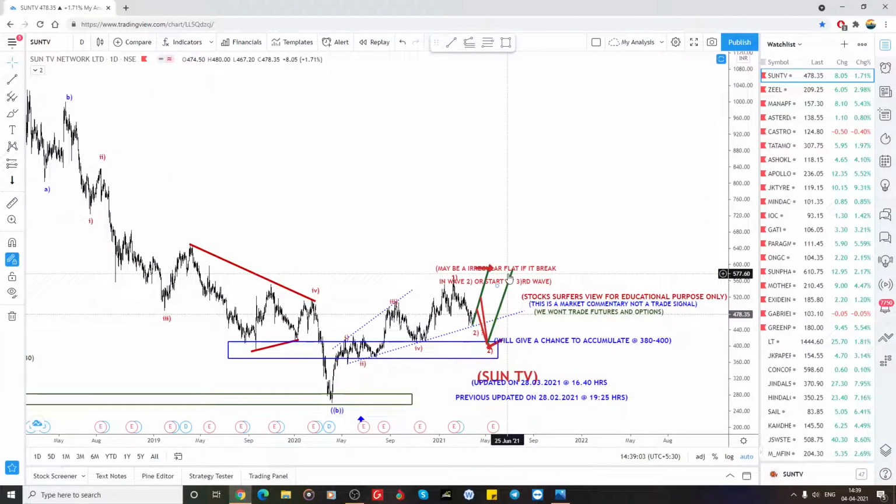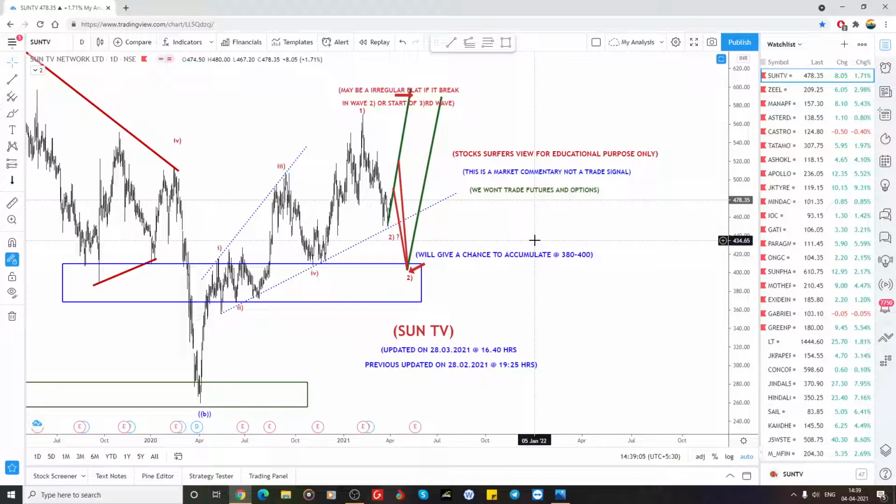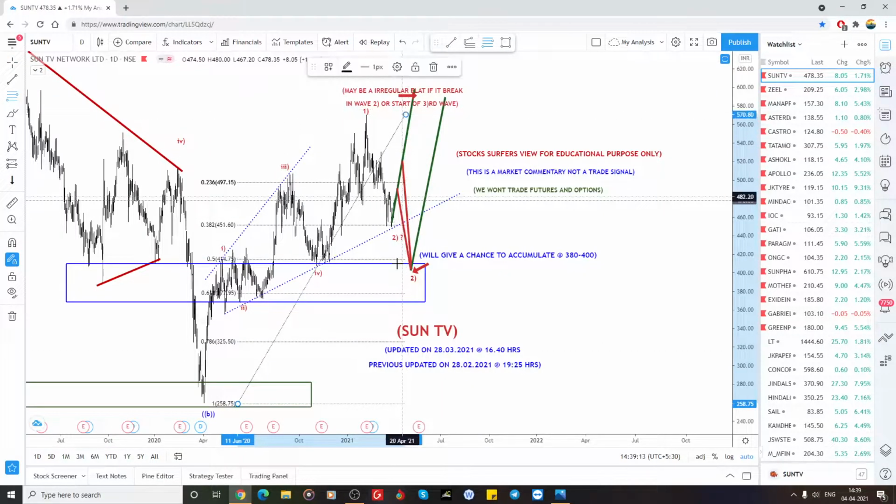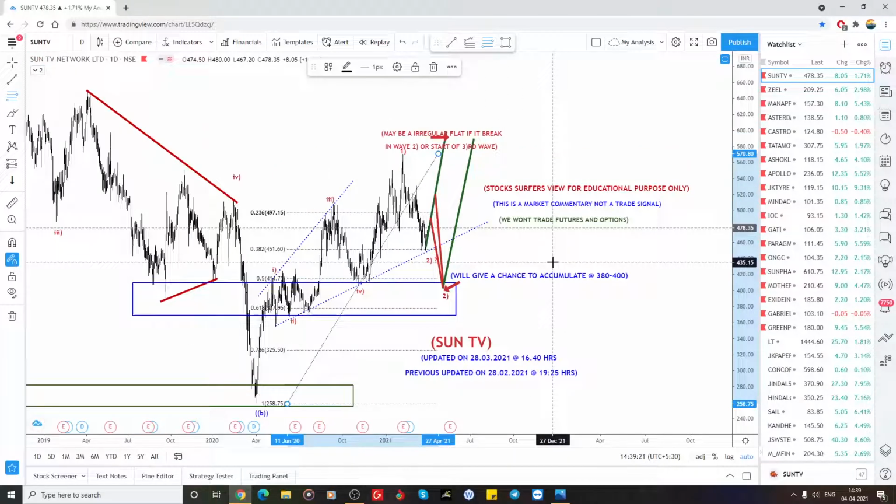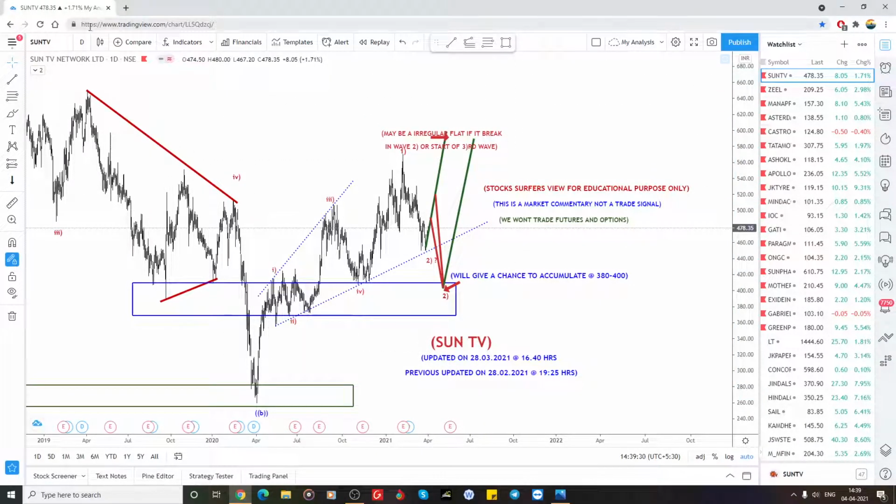If it is going into that bigger 5-wave structure, that second wave may retest around the 61.8 retracement of the Fibonacci, the golden ratio. There can be a chance of it coming to 382 to 400. That is what I have already mentioned here. So that is one chance, or from here it can make a high and then again a low for that irregular flat formation, and then again it can shoot for the third wave.